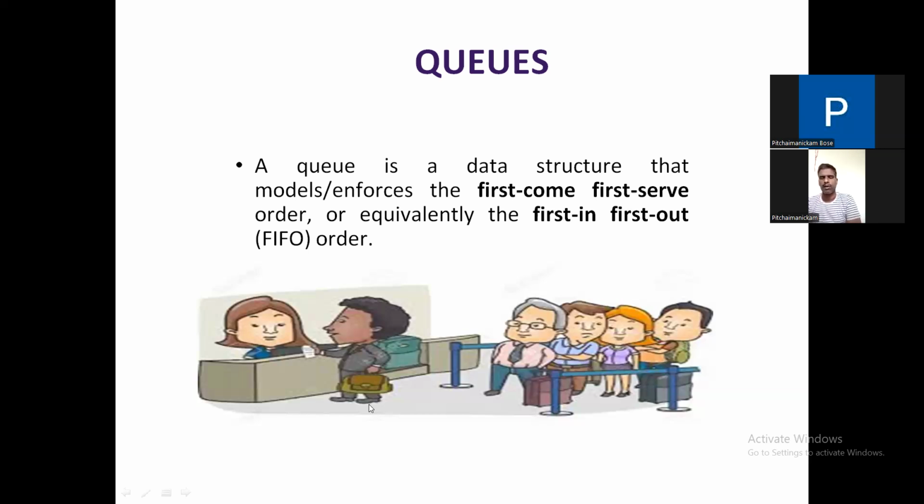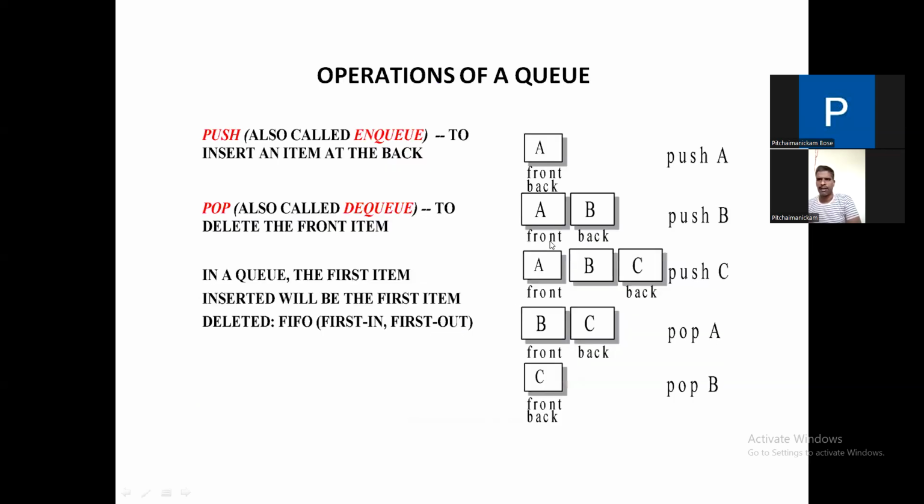The queue is one of the important data structures that enforces the first come, first serve order. Normally, if you are using a queue for getting tickets, we have to follow the first come, first served order. Another thing is that this is a way of representing queues.